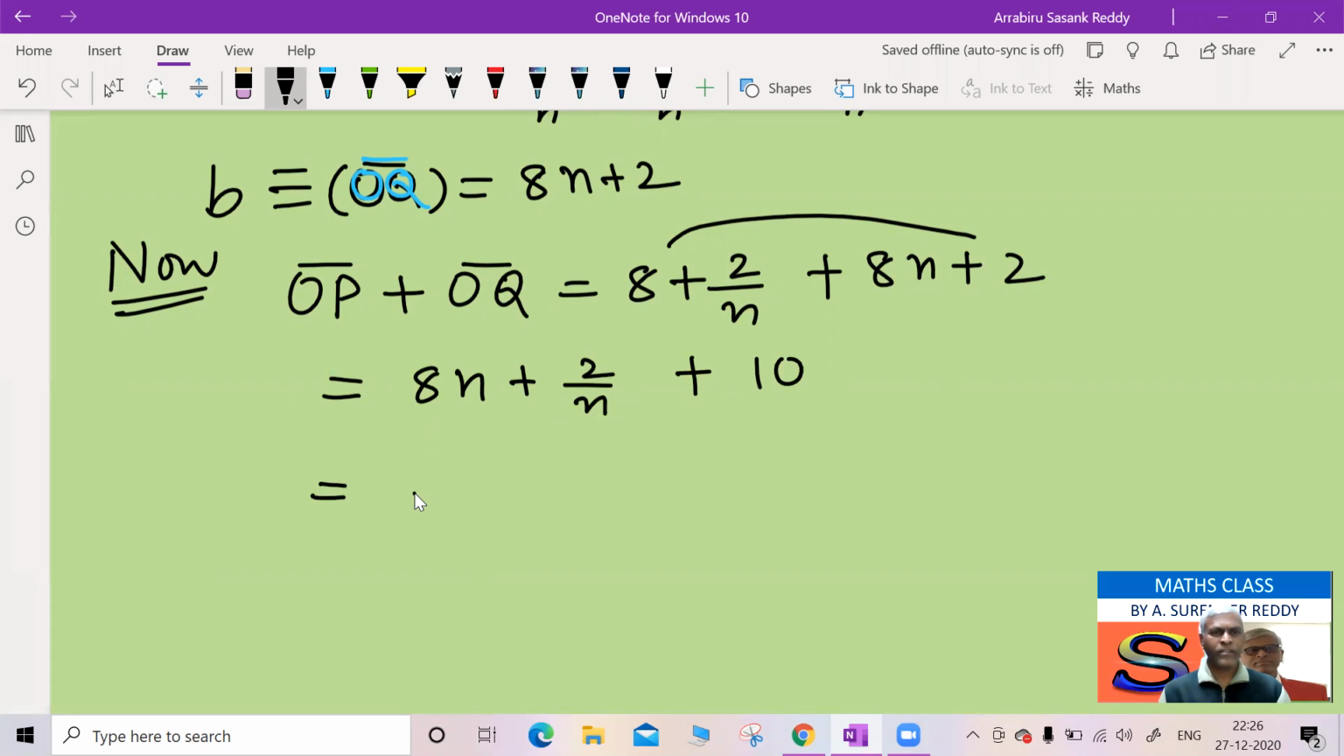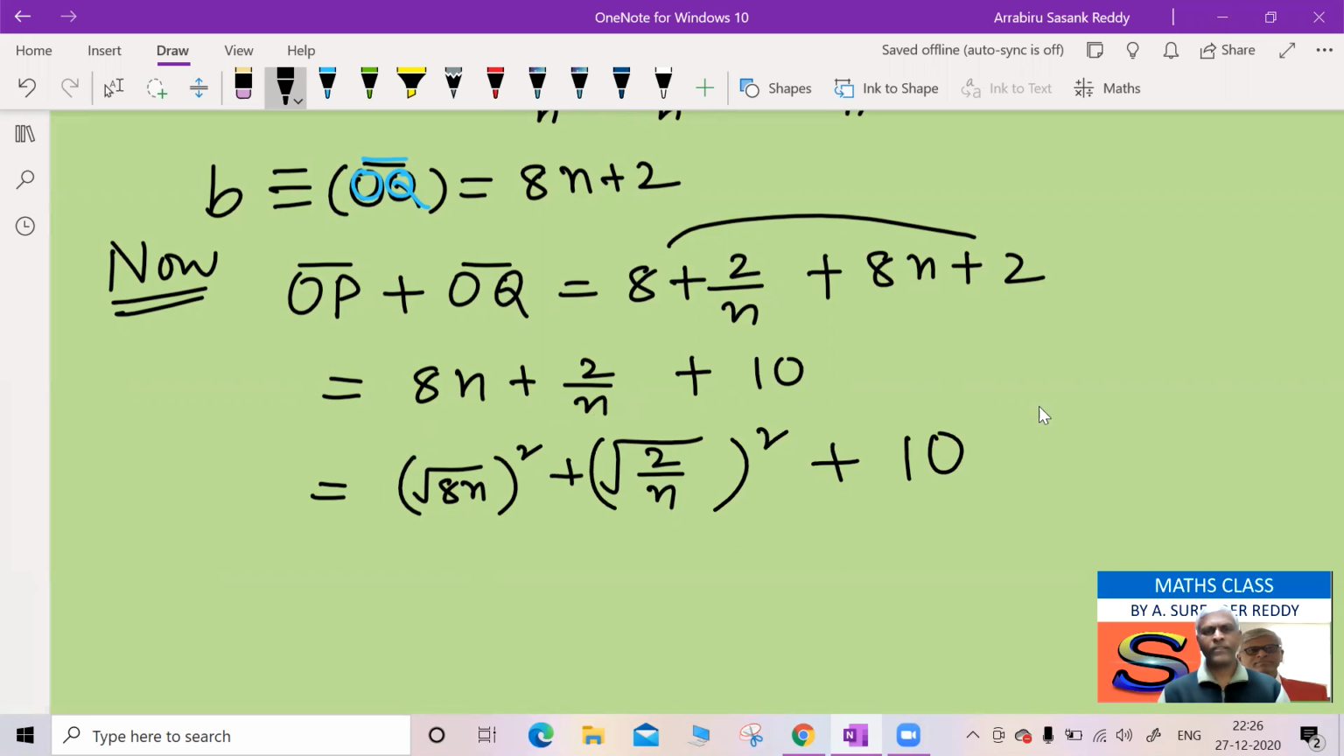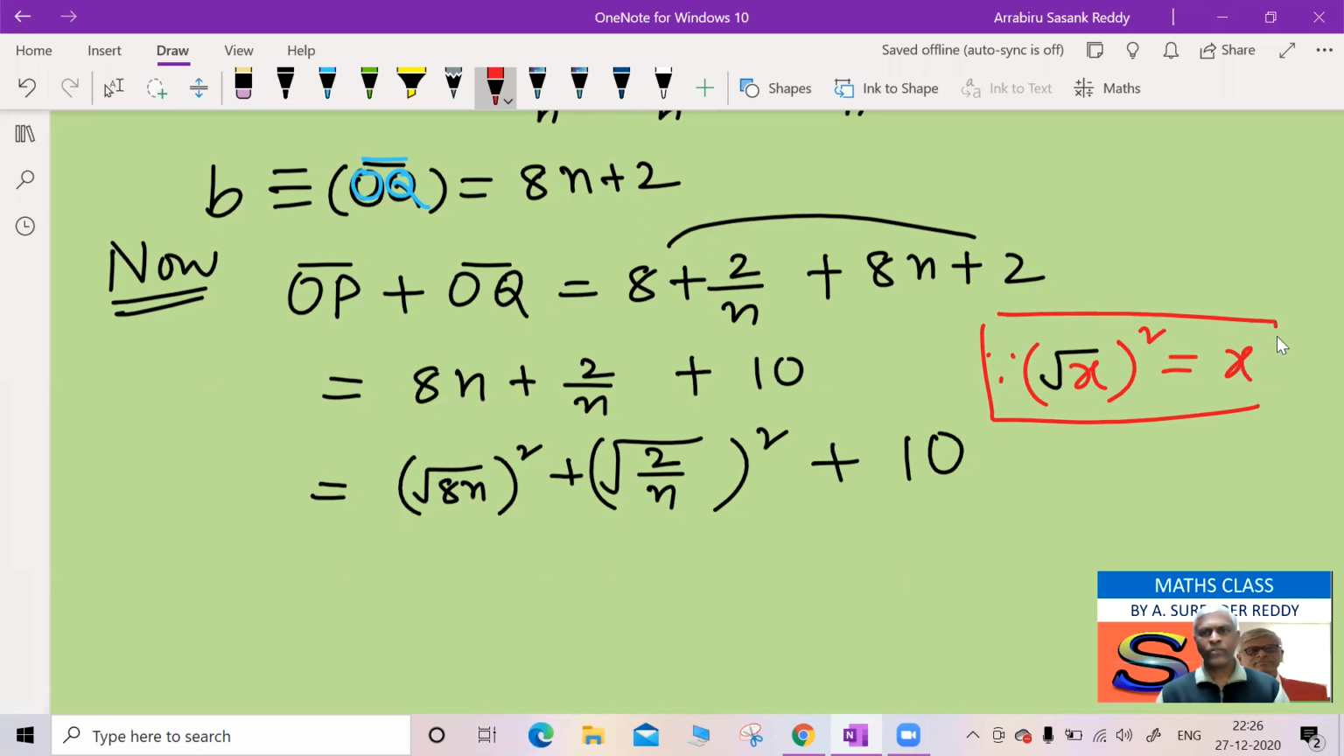So this can be written as root of (8n) squared, and this as root of (2 by n) squared, and 10 as it is, since root x squared is x only. The square and root get cancelled, so that is equal to 8n. I am writing 8n as the square of root 8n, and similarly 2 by n as the square of root 2 by n.